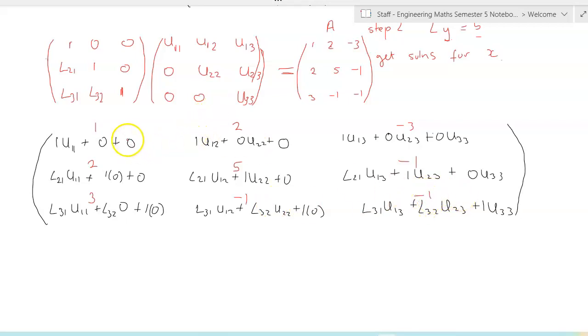And we can use these now as equations, because basically, if you look at this, U11 must equal 1, because the other values are 0. So I can write U11 equals 1. U11 is this. And as these two values here are 0, I can say U12 equals 2. And the same for the third one. These are both 0, so U13 is minus 3.